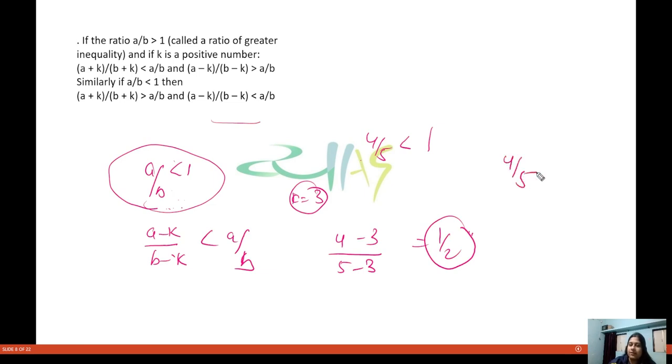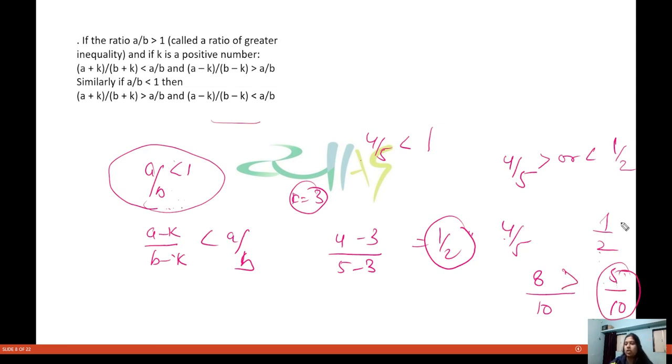Now is this 4 by 5 greater than or less than 1 by 2? Let us find out. We have 4 by 5 and 1 by 2. Taking 10, this becomes 8 and this becomes 5. So 5 by 10, or 1 by 2, is definitely less than 4 by 5. This is what it is saying, that if your a by b is less than 1, then a minus k divided by b minus k will be less than a by b.